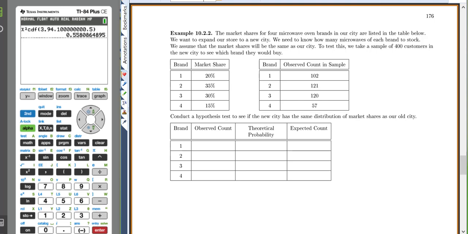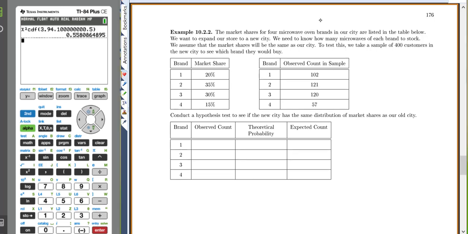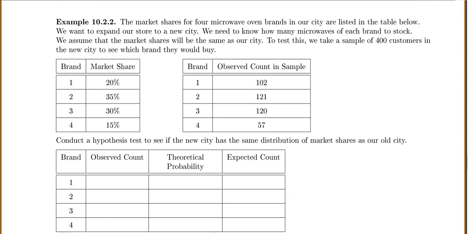Let's try another example. The market shares for 4 microwave ovens are listed below. These are our market shares in our current city, or you could think of this as my theoretical percentages. We want to expand our store to a new city. We want to know how many microwaves of each brand to stock. We assume that the market shares will be the same as our city. So that's what we're assuming, our null hypothesis.